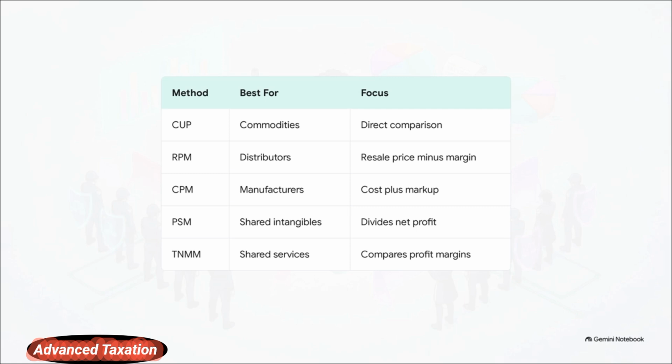To prove that intragroup transactions are priced fairly, what they call at arm's length, corporations use one of these 5 distinct methods, and it all depends on the functions performed, assets employed, and risks assumed.